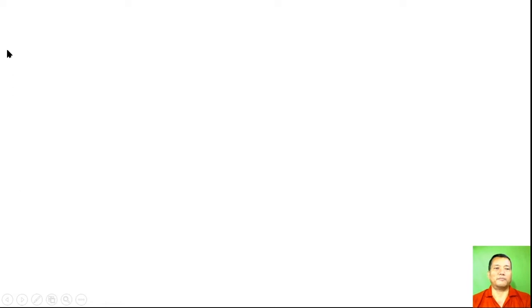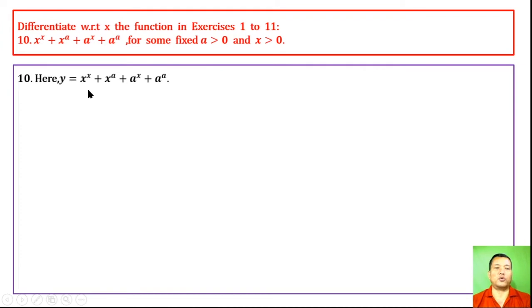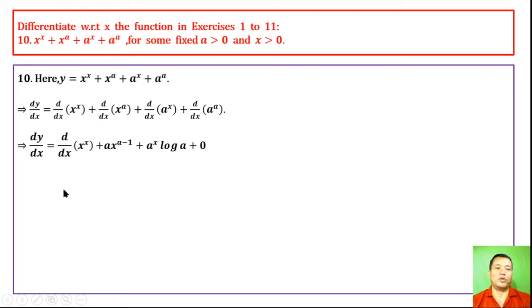For number 10, here y is equal to x to the power x plus x to the power a plus a to the power x plus a to the power a. dy by dx is derivative of x to the power x plus derivative of this plus derivative of this plus derivative of this. We have d by dx of x to the power x, whose derivative is a times x to the power a minus 1, plus a to the power x, whose derivative is a to the power x into log of a, plus a to the power a is constant whose derivative is 0.